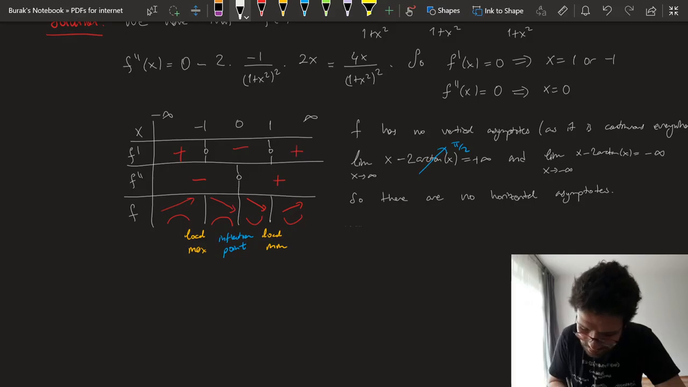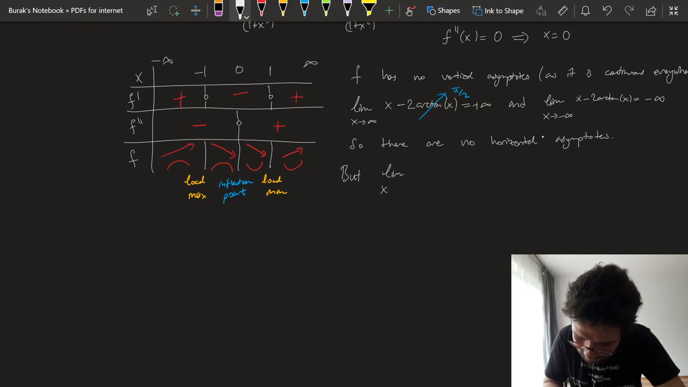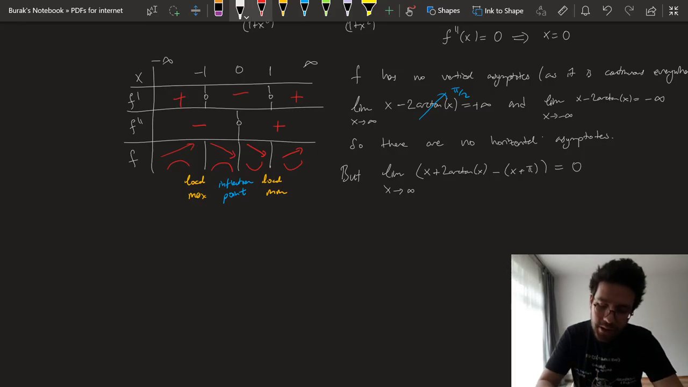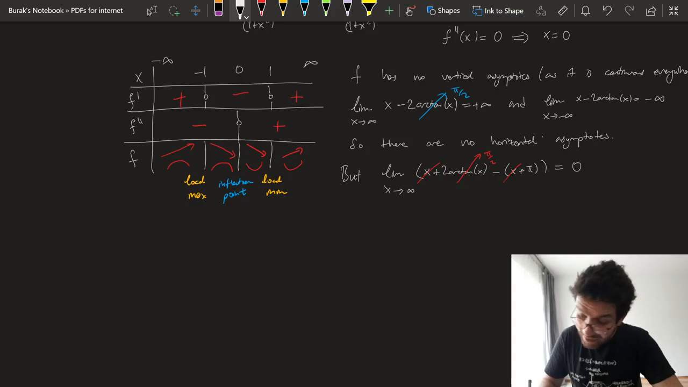So there are no vertical asymptotes, there are no horizontal asymptotes, but if I check the limit of the following, this function minus x plus pi, this limit will be 0 because the x's will cancel each other, and this goes to pi over 2, so this limit will be 0.